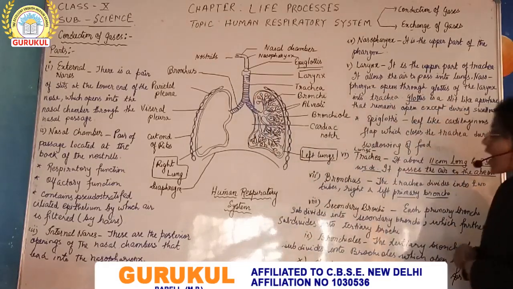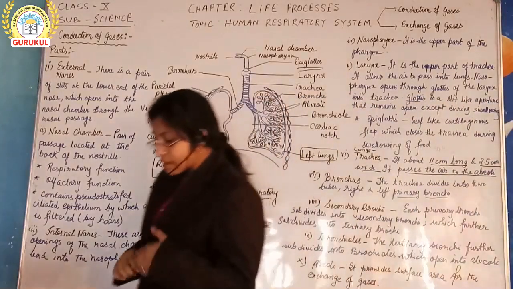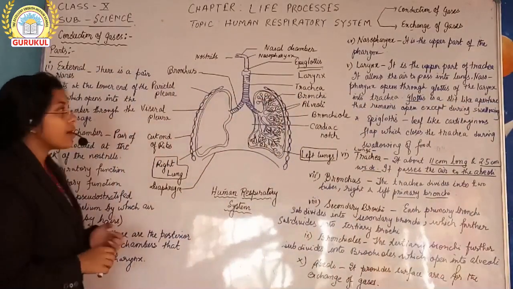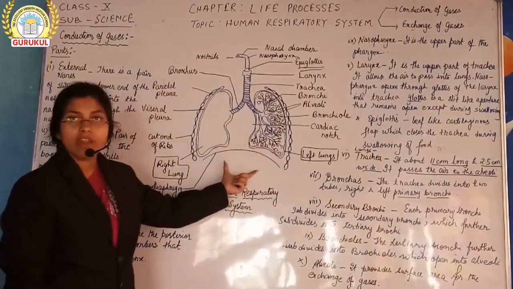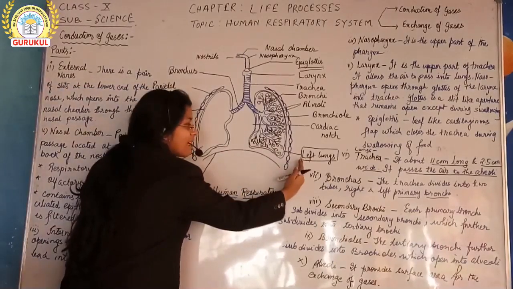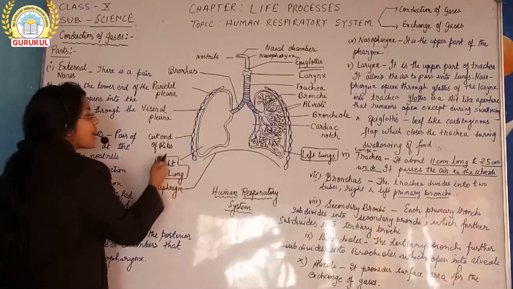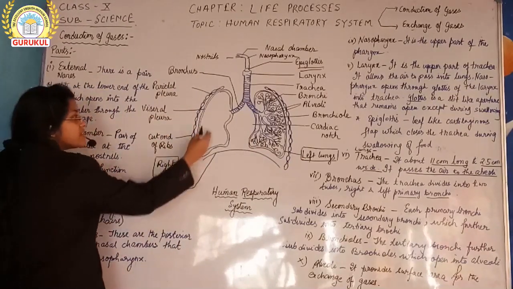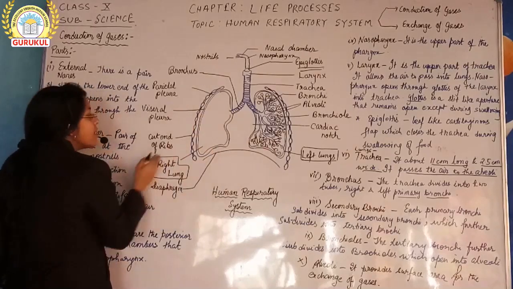Now before I get into all this, let me first describe the structure of the lungs. We have one pair of lungs. This is the right lung and this is the left lung. I will discuss the outer part with the right lung and the inner part with the left lung.